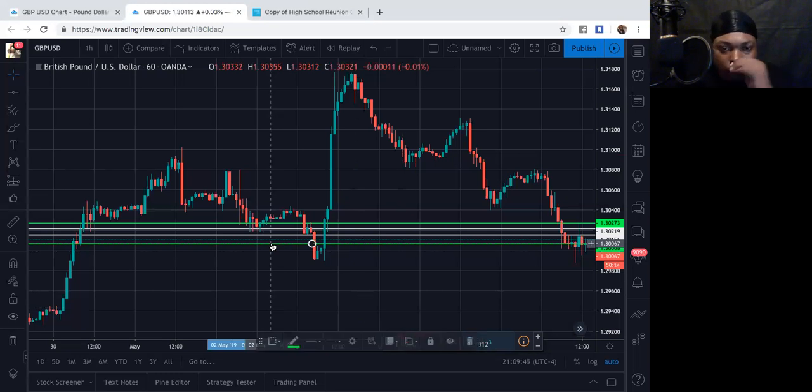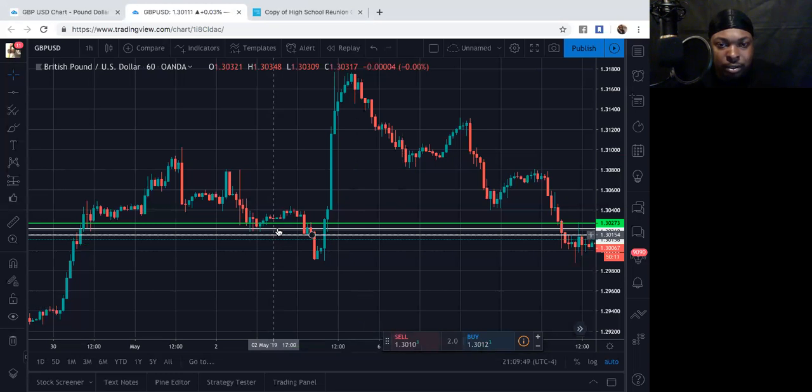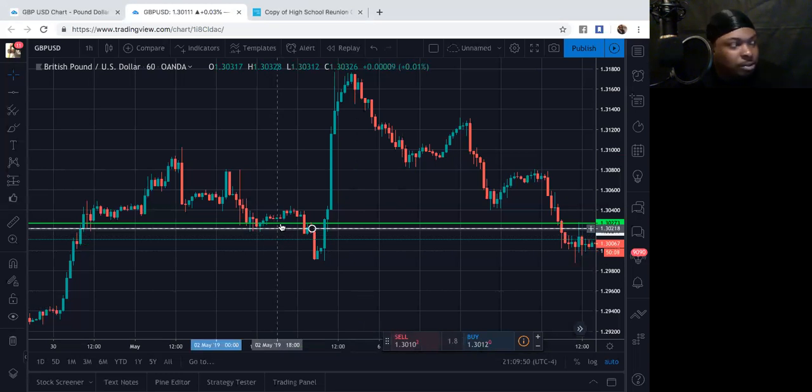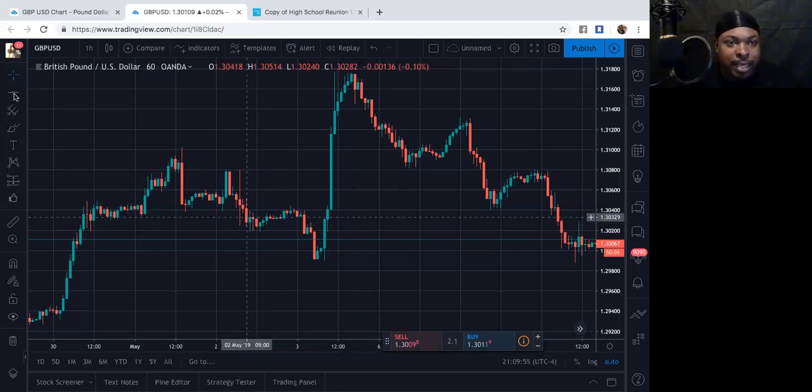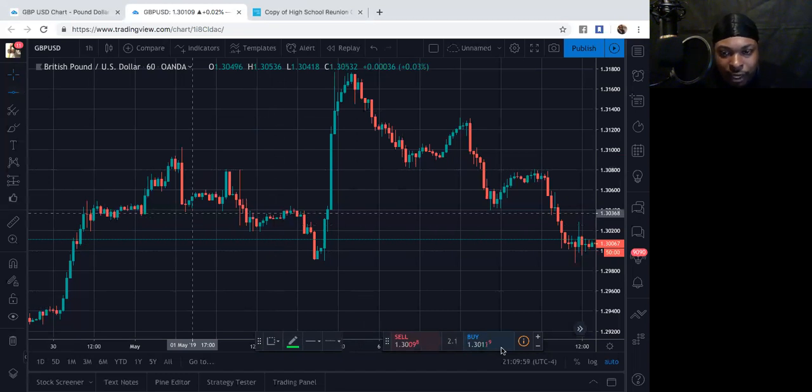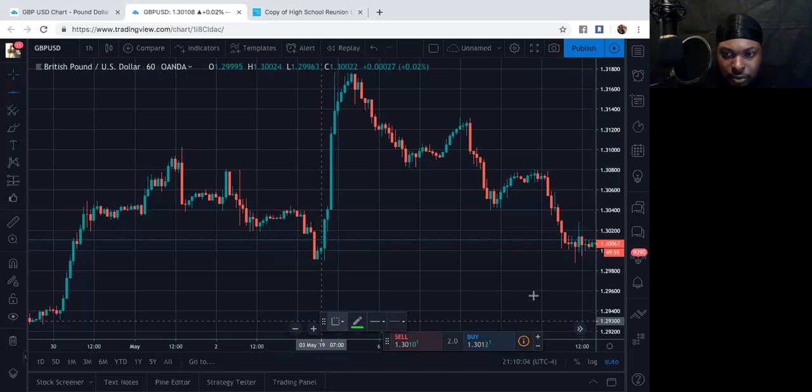I'm going to delete them all, so I can let y'all see it from scratch. I'm going to delete all my lines. Then I'm going to go back and get the horizontal line. This is the first one I'm going to make. Why is this right here? It's all in the way. All right, so now I've got my horizontal line.